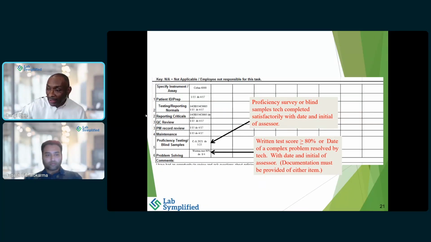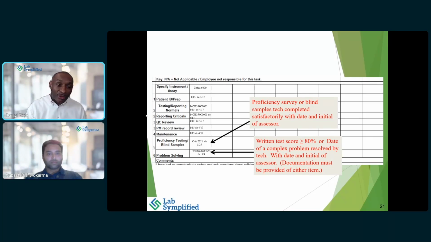What do you have here? You have the date here, and then you have the initial of the assessor, and when it was done, the blind samples, and here down at the bottom, you have the problem solving, you have the test score. All of this, as an inspector, if you're using this sheet or some other sheet like this that is organized, I am usually okay. Sometimes, if I feel that there's something going on, well, let me do a deep dive.